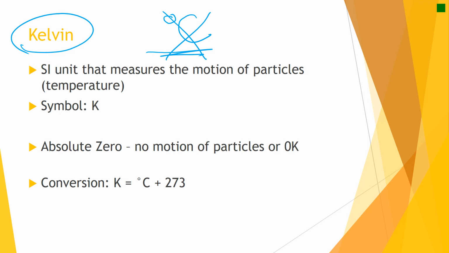Now, notice first off, I didn't say degrees Celsius. It's actually just Kelvin. So instead of saying 200 degrees Celsius or 200 degrees Kelvin, you literally will say 200 Kelvin. The reason why they have the Kelvin scale is because of this guy right here.